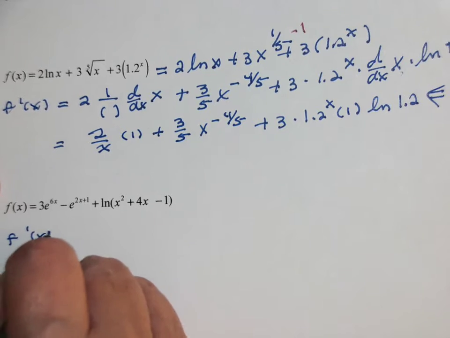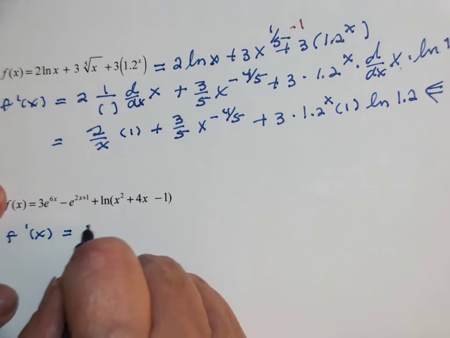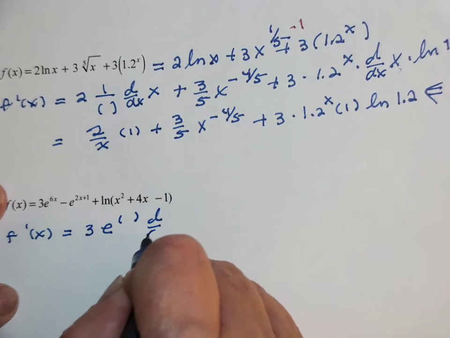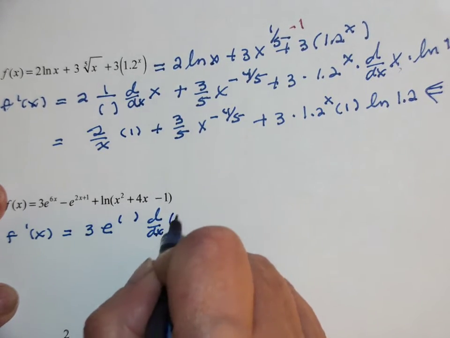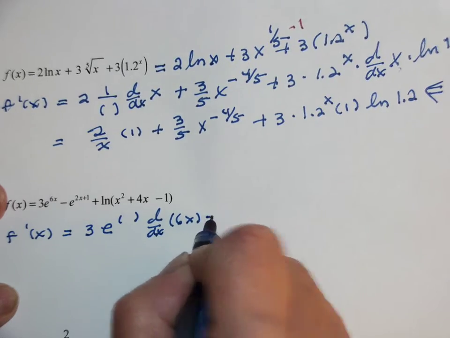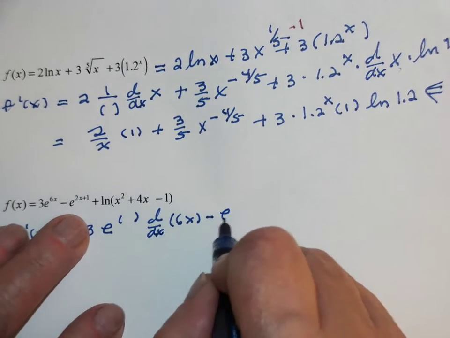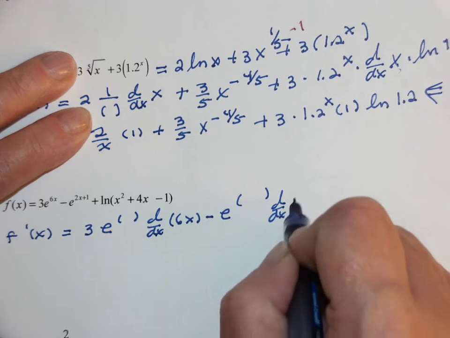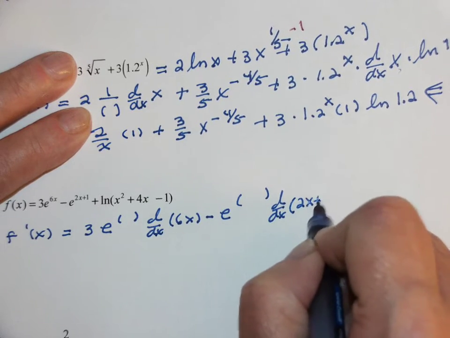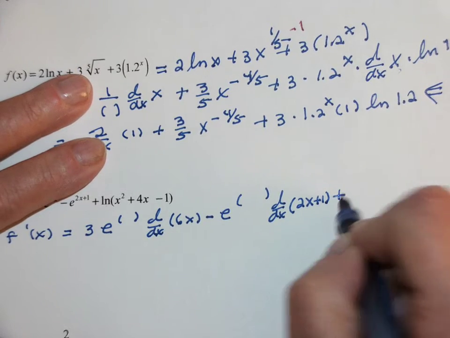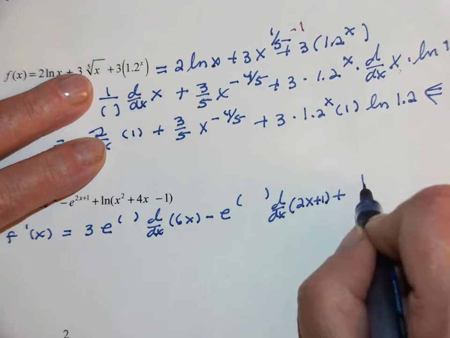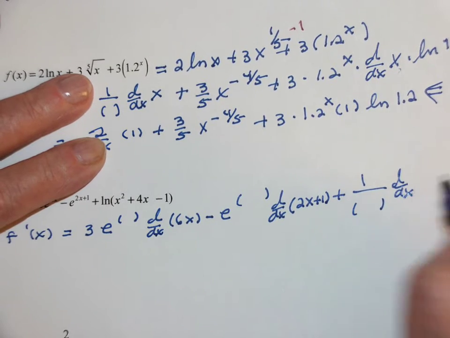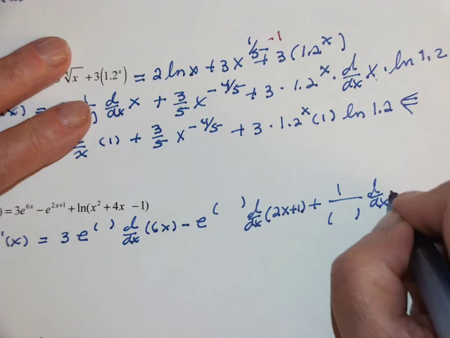F prime, well, it's 3 e to the blob times the derivative of the blob, minus e to the blob times the derivative of the blob, plus 1 over the blob times the derivative of the blob.